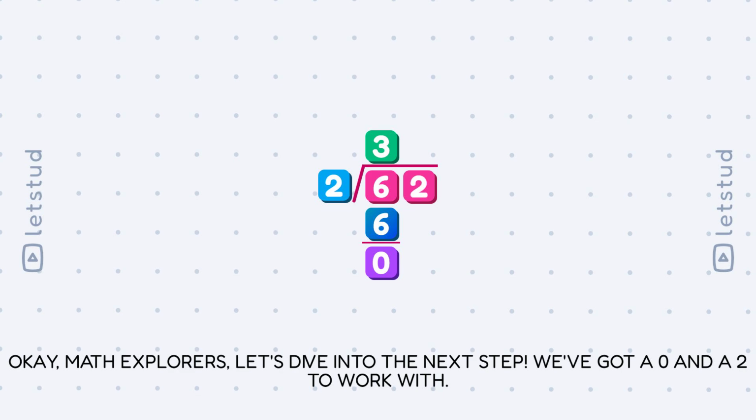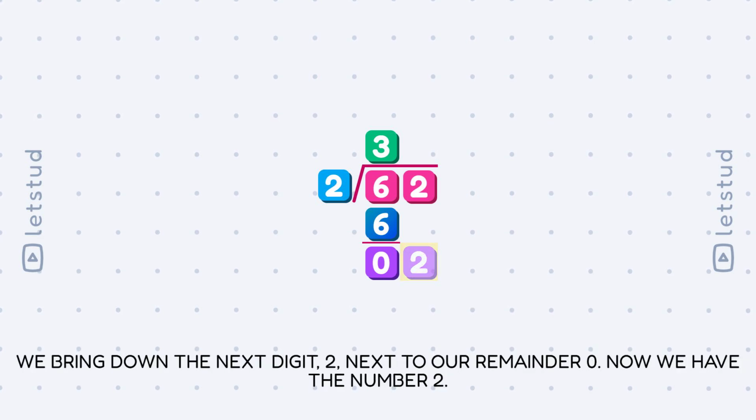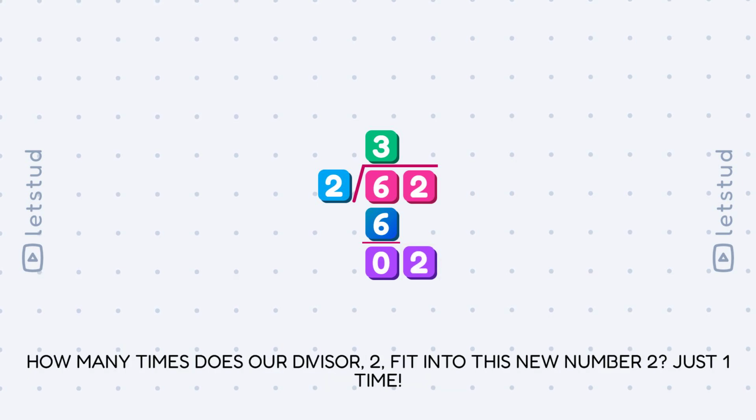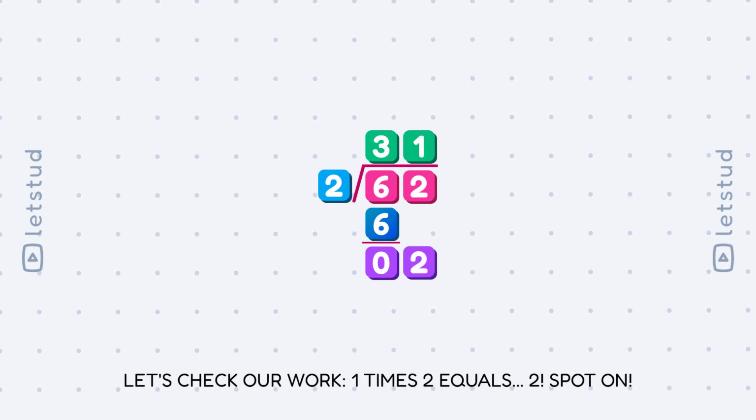Okay, Math Explorers, let's dive into the next step. We've got a 0 and a 2 to work with. We bring down the next digit, 2, next to our remainder zero. Now we have the number 2. How many times does our divisor 2 fit into this new number 2? Just 1 time.